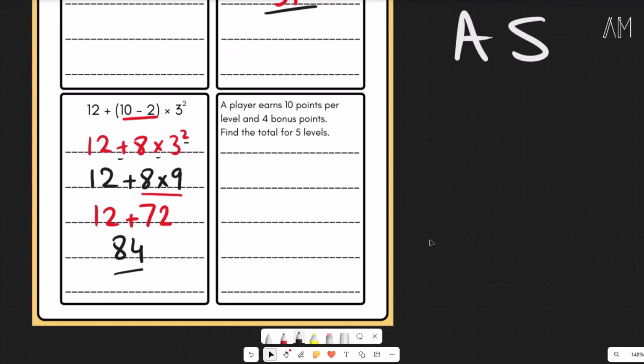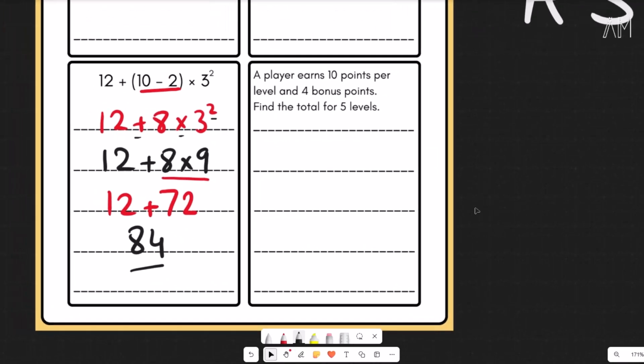And let's go now and check our word problem. Here I have: a player earns 10 points per level and 4 bonus points. Find the total for 5 levels. So here I have 10 per level, that per means multiplication, and he gets 4 bonus points. Okay, they said find the total of 5 levels. So instead of level, I will have now 5. So that's what we need to solve.